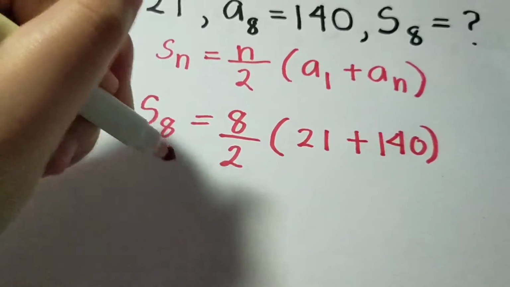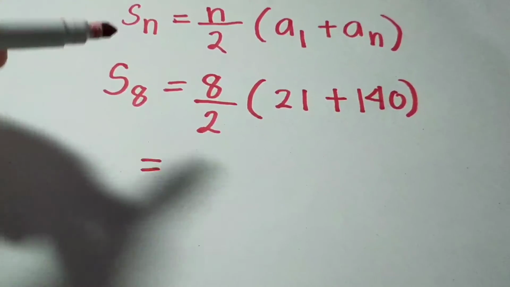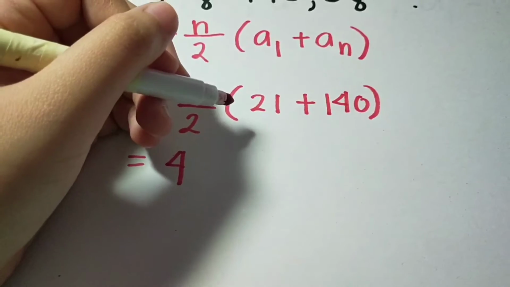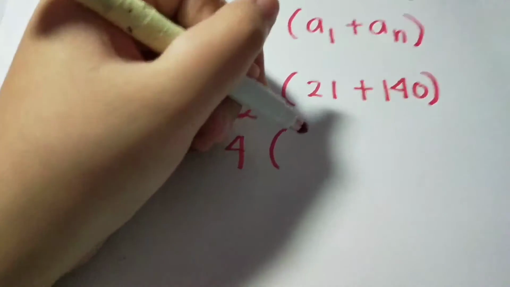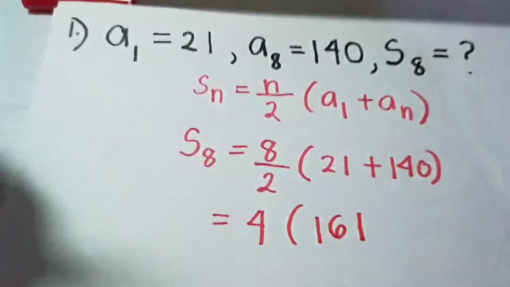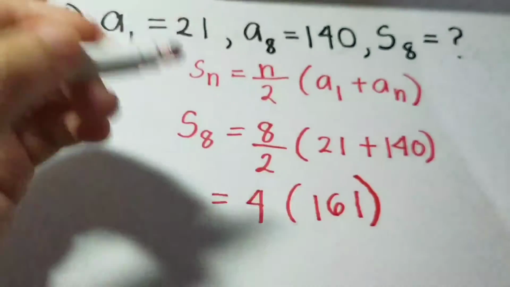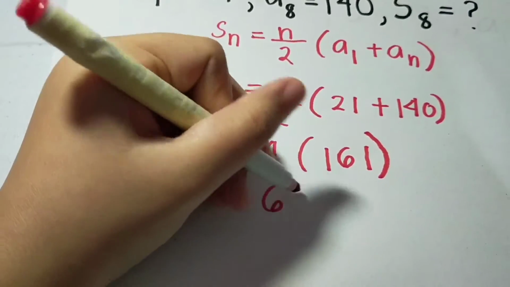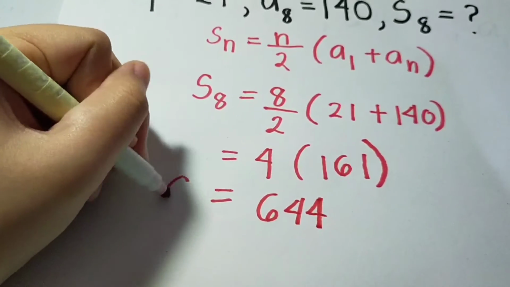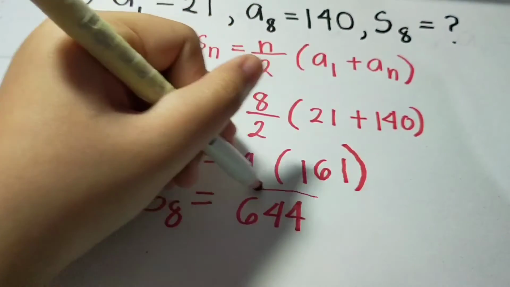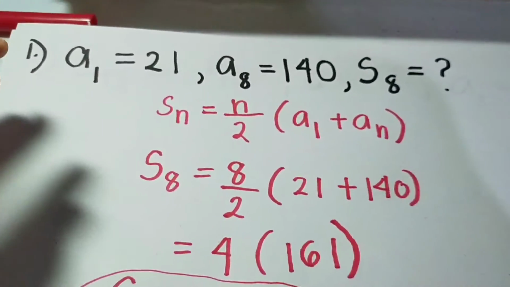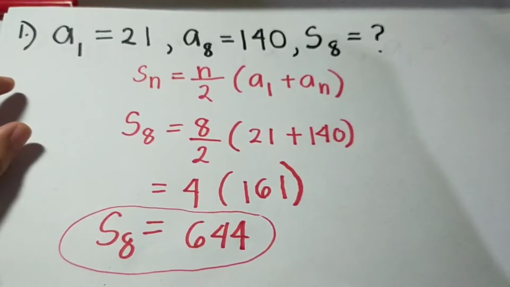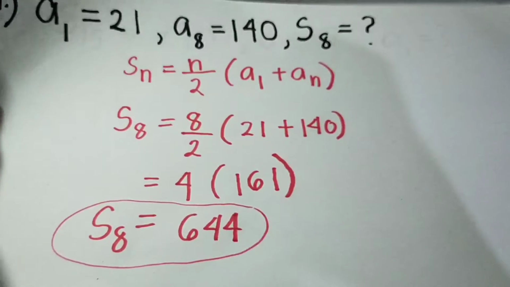the next step is, yung 8 divided by 2 is equals to 4. 21 plus 140 is equal to 161. 4 times 161 is 644. So, ang ating S sub 8 is equals to 644. So, that is our final answer for this first example. Our S sub 8 is equals to 644.